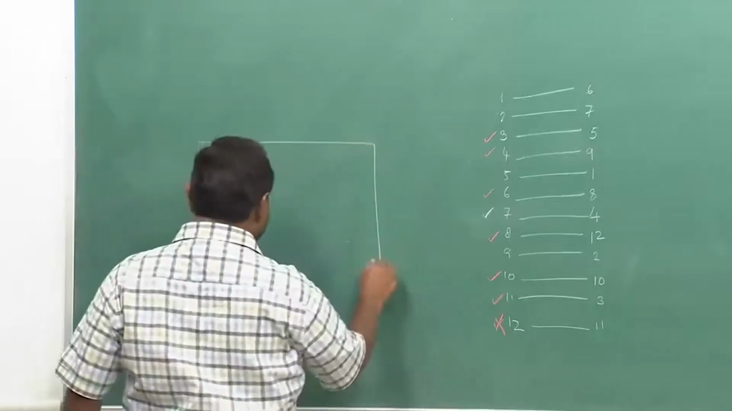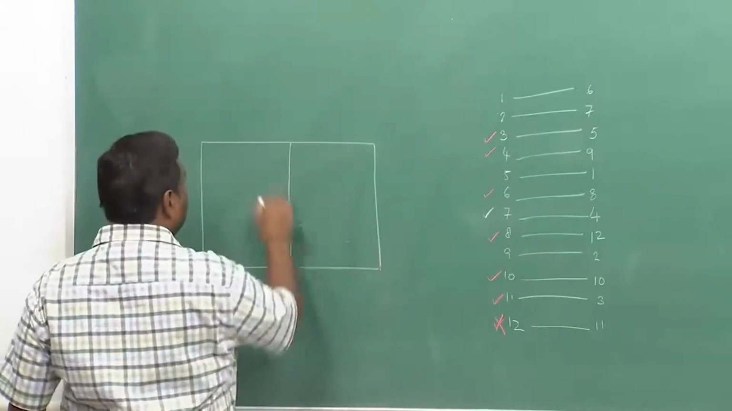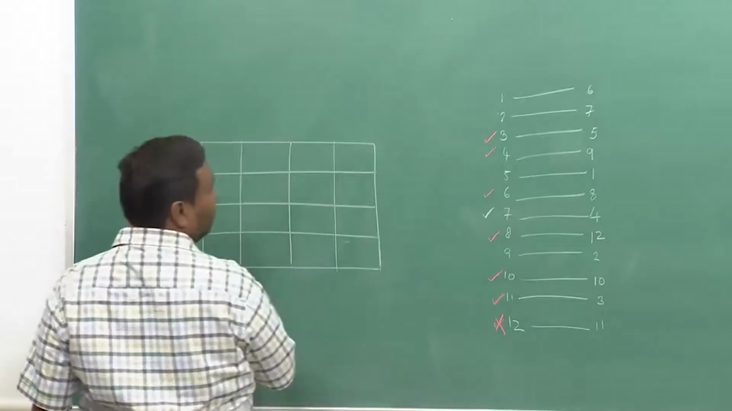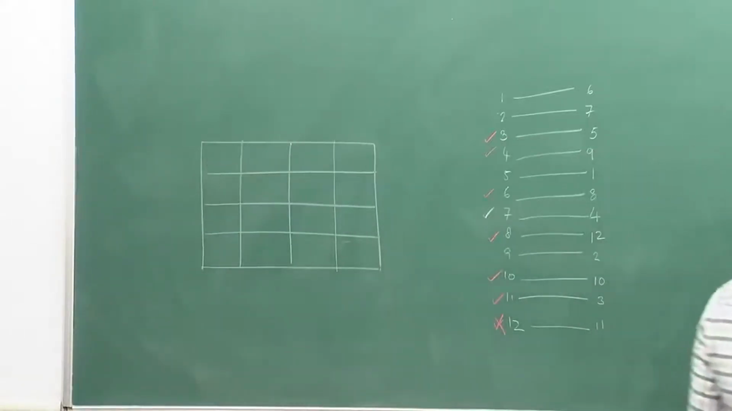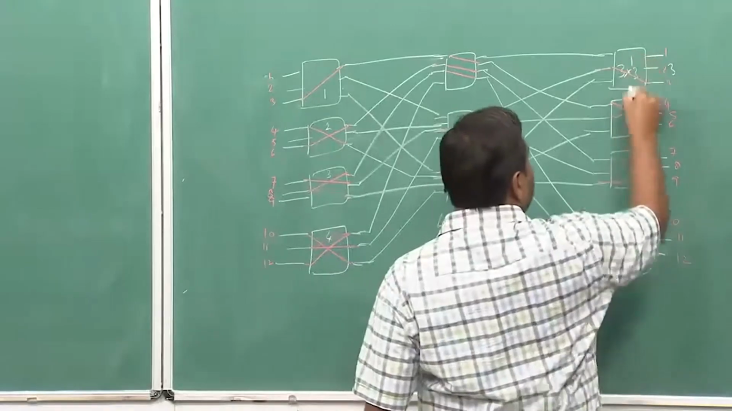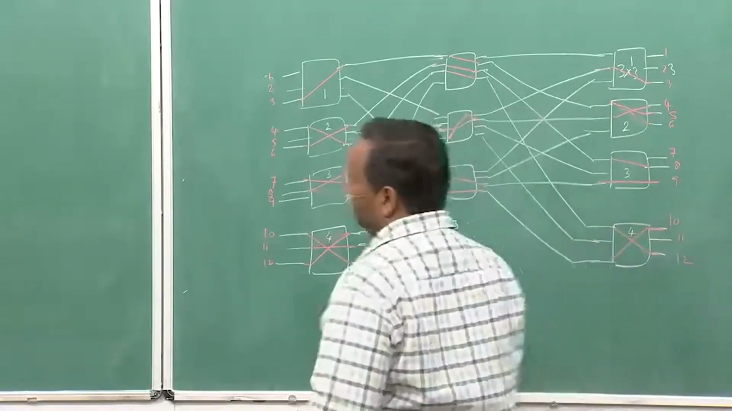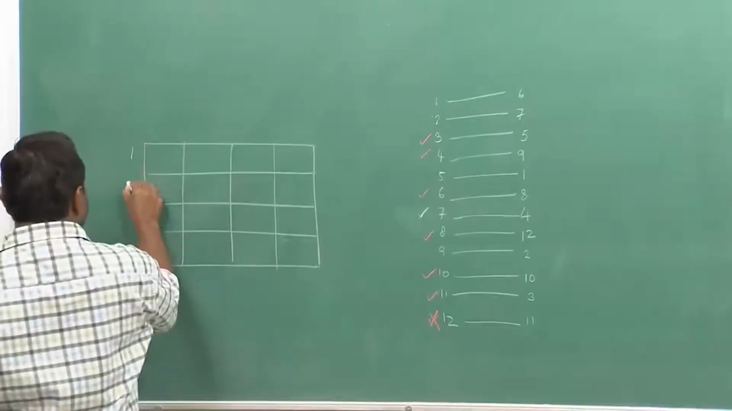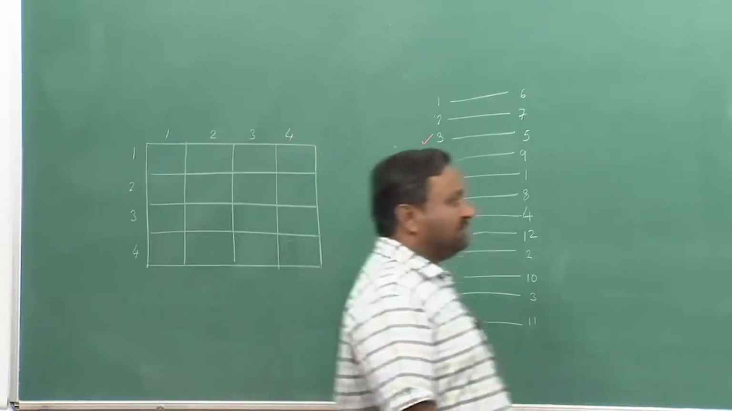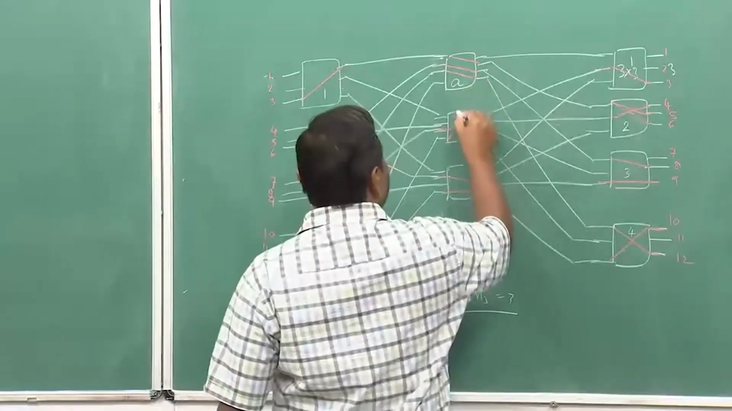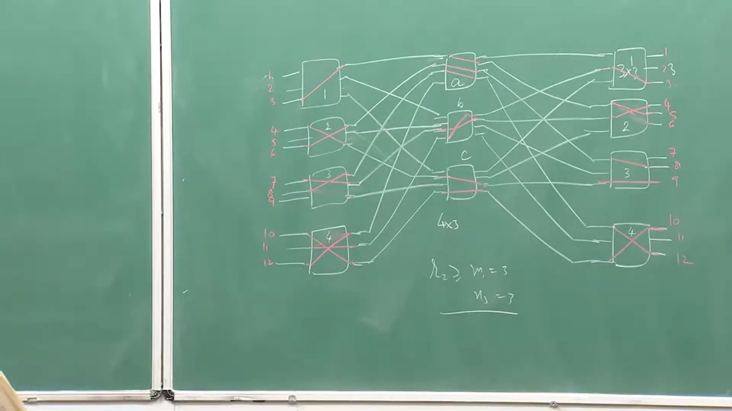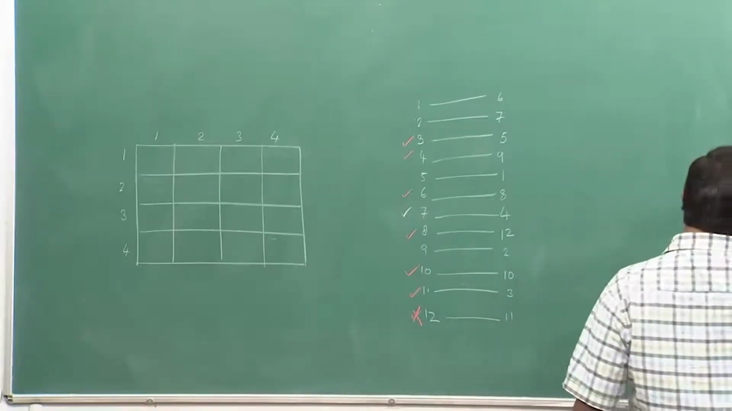So, you have a 4 by 4 Paull's matrix. I will number them 1, 2, 3 and 4, 1, 2, 3 and 4, 1, 2, 3 and 4, and the middle stage switches I can write as A, B and C. Okay, now let us look at the connections which we have already set up, and in the end I will look into how 12 to 11 will be done.